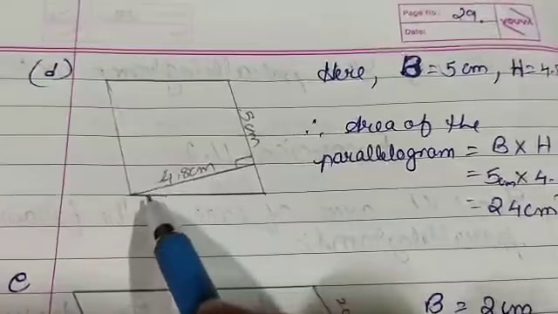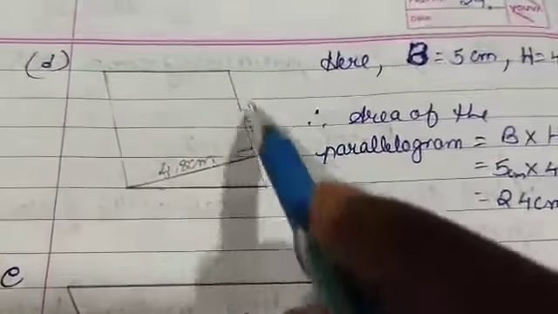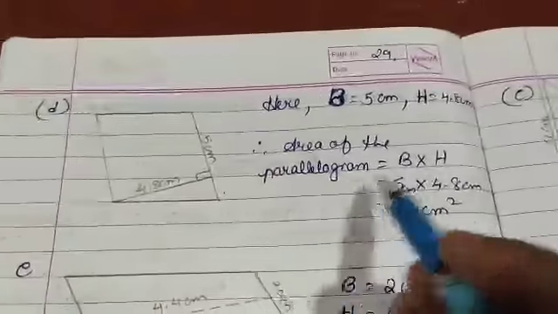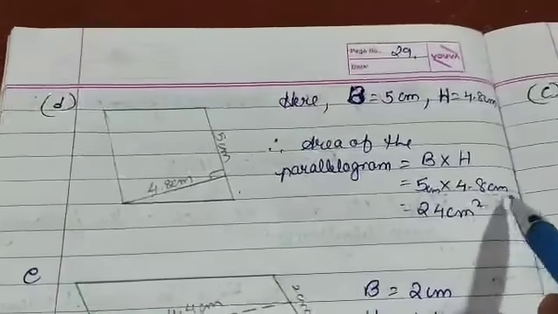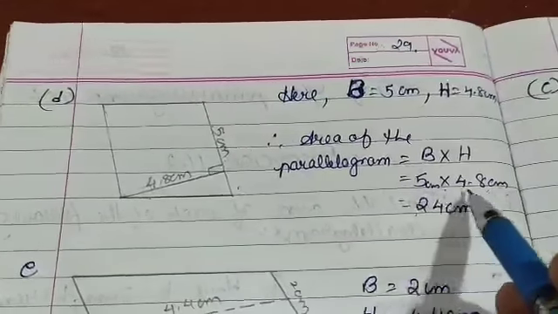In the same way, now dear student, here the altitude is over here and the base is over here. So area of parallelogram will be base into height, that is base is 5 centimeter and altitude is 4.8 centimeter. So 5 multiplied by 4.8 gives 24 centimeter square.